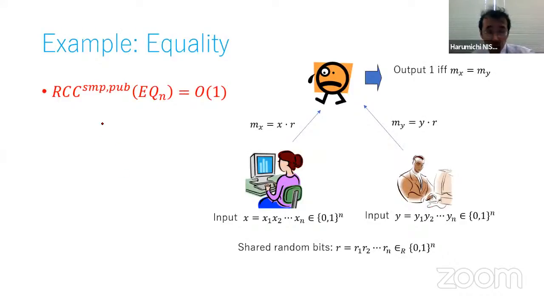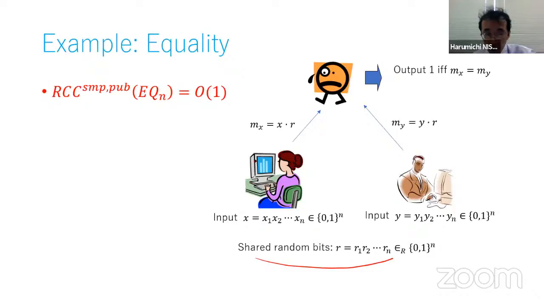Now, we give also a very simple example for equality. Bounded error communication complexity using public randomness is then constant for the equality function. Because we can consider shared randomness R, which is an n-bit string, chosen at random. Now we consider the inner product with X and Y.